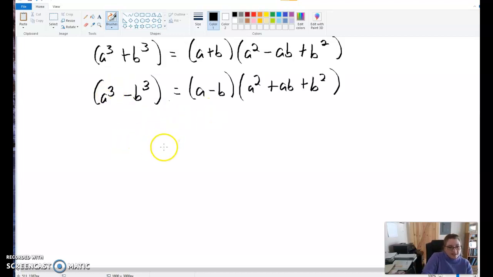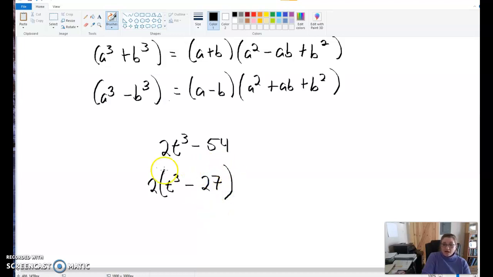So let's just look at this. Let's look at 2t cubed minus 54. So the first thing you always want to look and see is, do you have a greatest common factor? And we know that 2 can divide evenly into 54, so we're going to go ahead and start by factoring out 2. So 2 times t cubed minus, 2 goes into 5, 2 times, and into 14, 7 times, so we have t cubed minus 27.